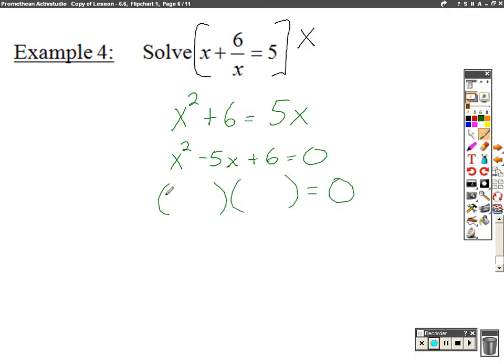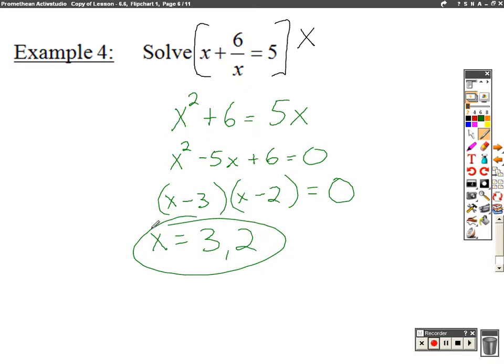Factors of 6 that add up to negative 5: negative 3 and negative 2. You end up getting x is 3, x is 2. When you plug them both in and check, they both work.